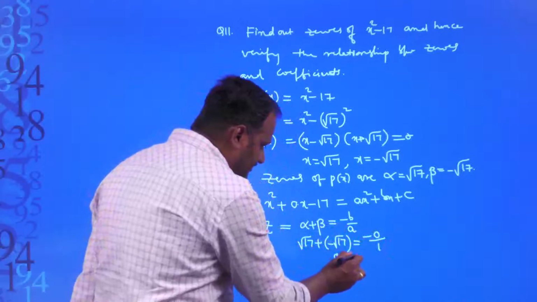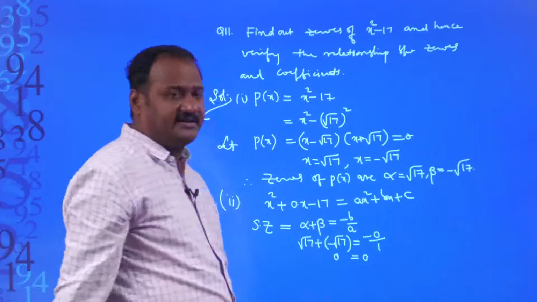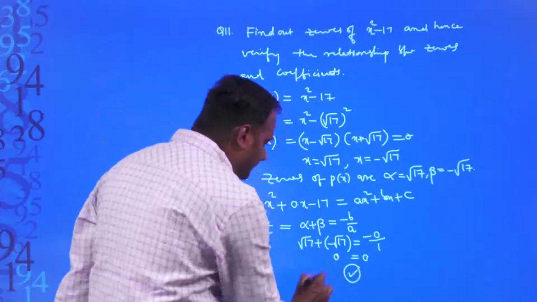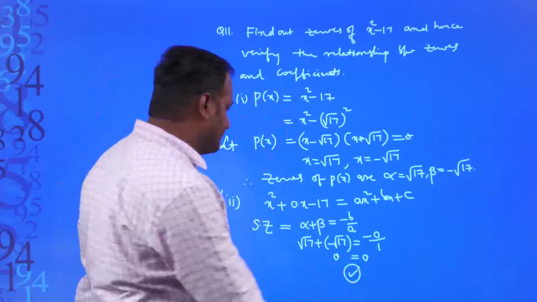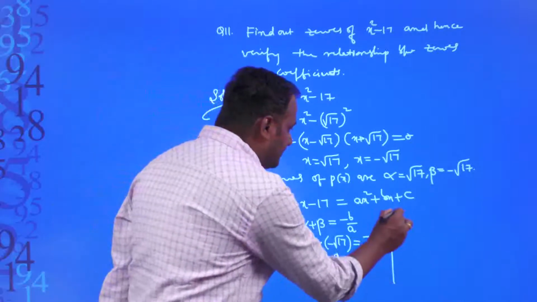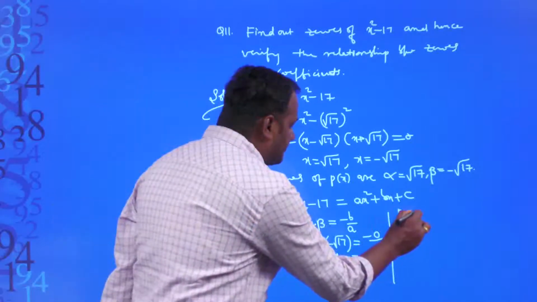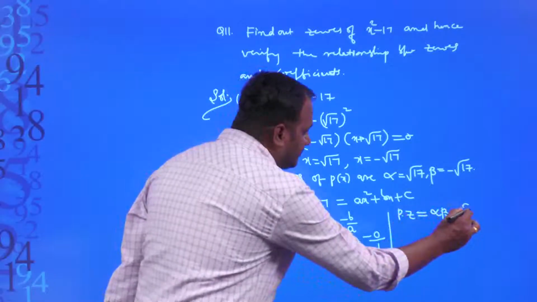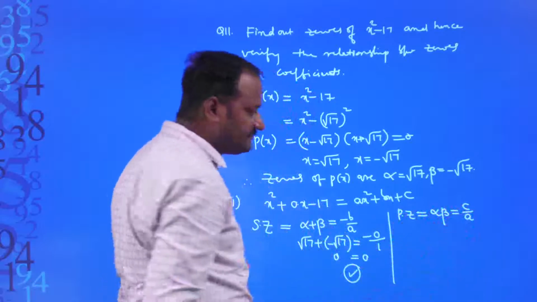This is 0, which is equal to 0, right. So, sum of zeros is verified. Now, the second thing is product of zeros. And coming to product of zeros, what is the formula for product of zeros? Alpha into beta, which is equal to c divided by a, right.